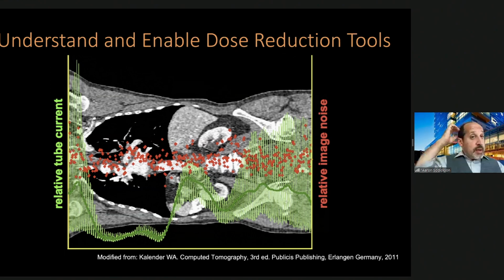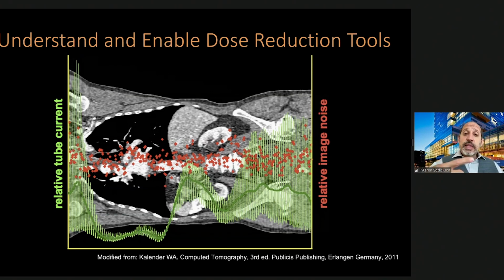At the end of the day, the image quality that we get depends on how many X-rays hit the detector on the back end. And so we need to adjust the amount of incident X-ray flux on the front end to maintain that. And that's what you see here. So we can get away with very few X-rays through the lungs. We need many more through the shoulders and through the abdomen and pelvis.